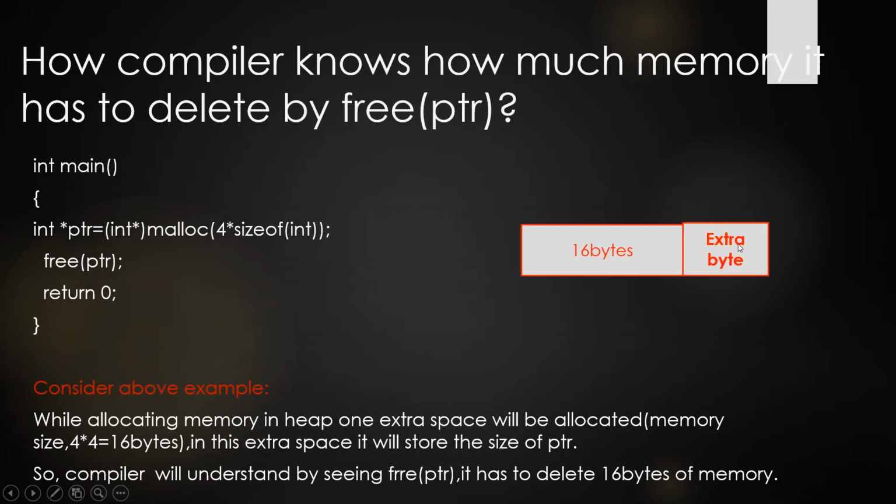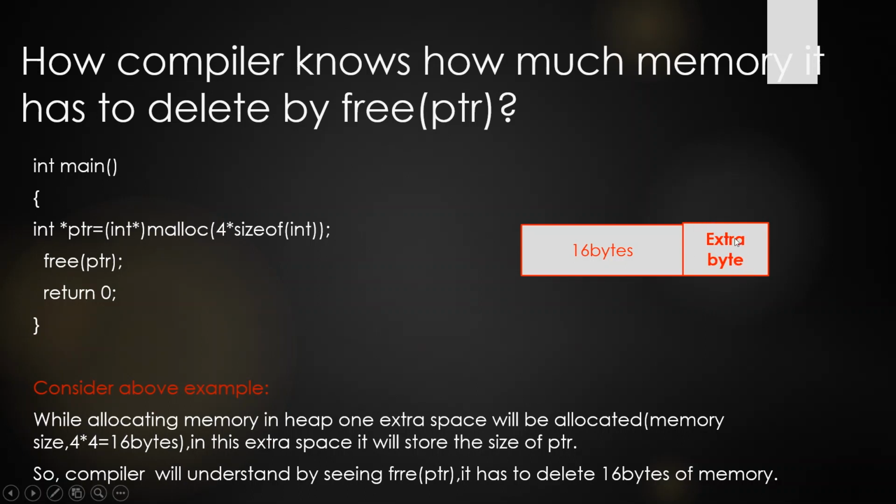In the extra byte it will store the size of this memory, 16. From this extra byte the compiler will understand the size of ptr is 16 bytes, then it will send it to the library function as 16 bytes. Then the compiler will decide it has to free the memory of 16 bytes. Clear?